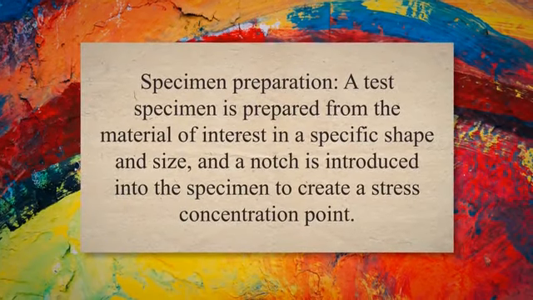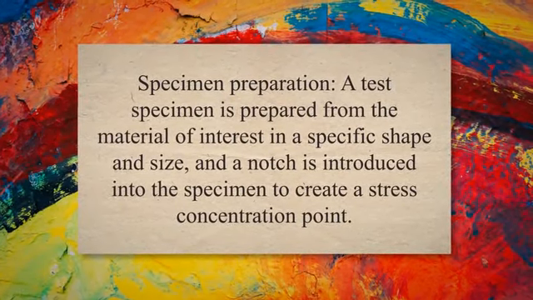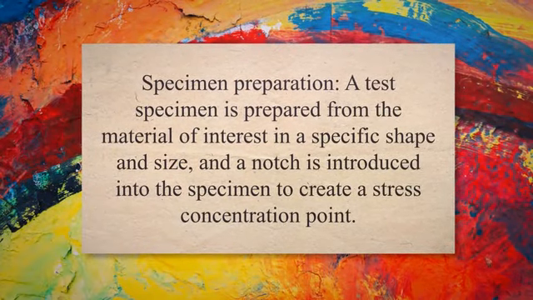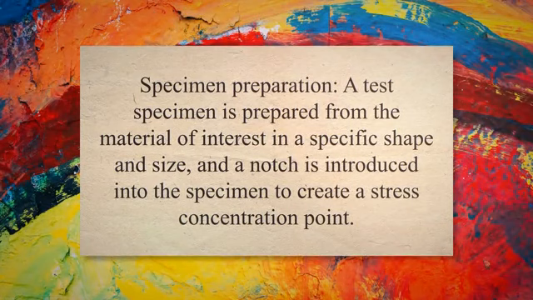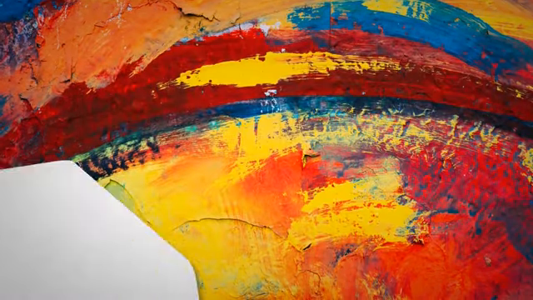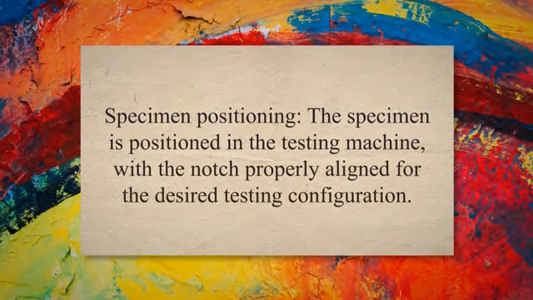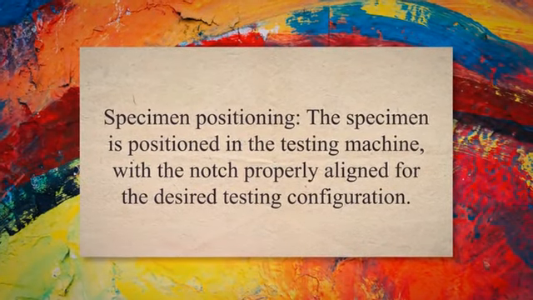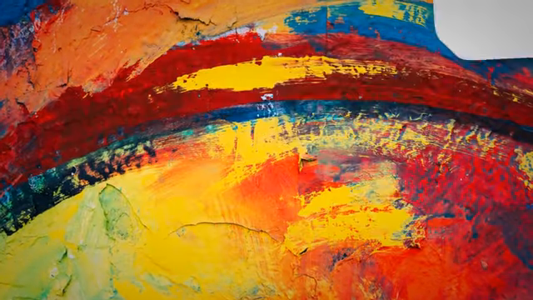A test specimen is prepared from the material of interest in a specific shape and size, and a notch is introduced into the specimen to create a stress concentration point. Specimen positioning. The specimen is positioned in the testing machine, with the notch properly aligned for the desired testing configuration.